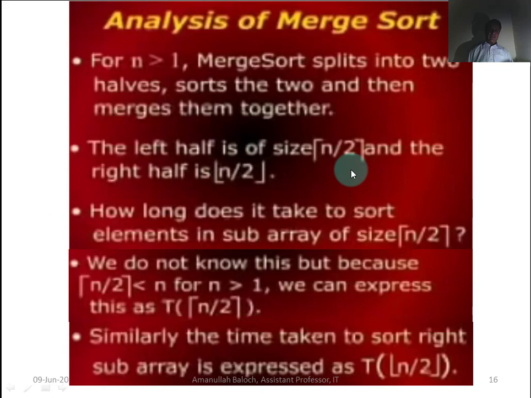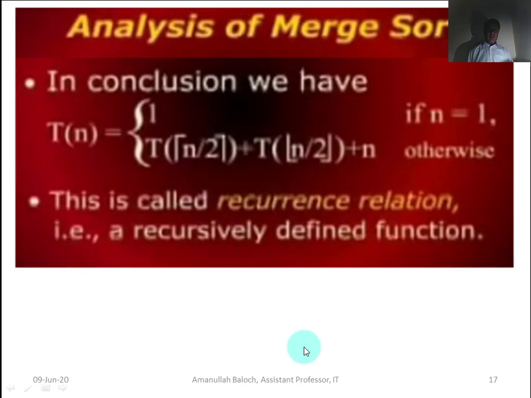2 subarrays. How long does it take to sort elements in a subarray of size n over 2 and then the other half, that is T of n over 2. Now, because total elements are 8 and we have to find the running time T of n, that is T of 8 elements, time of 8 elements. But after dividing it into two parts, 2 subarrays become T of 4 and T of 4. So we have to find the running time of 2 subarrays of 4 elements. So T of n divided by 2, 8 divided by 2 is equal to 4. T of 4, we will find T of 4 of the first half, and then we will find T of 4 of the second half. Our recurrence relation will become like this.